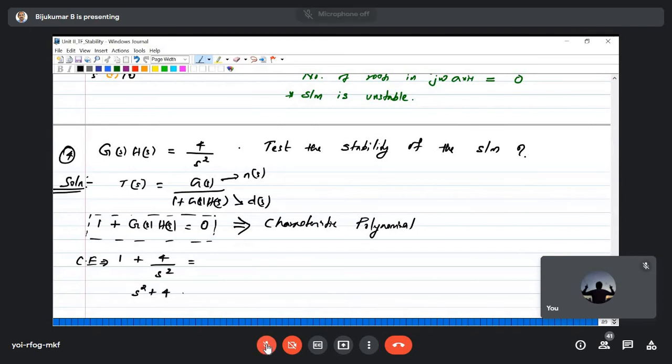s square plus 4 equal to 0. So this is our characteristic polynomial. This can be written as s square plus 0 s power 1 plus 4. Clear?